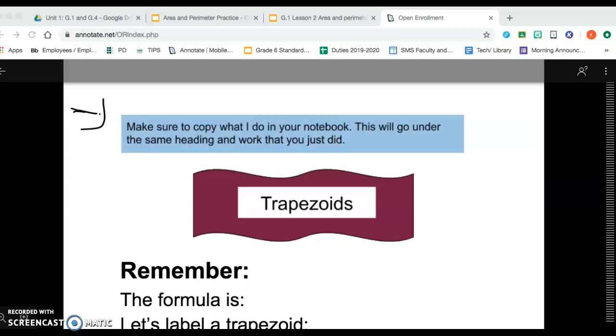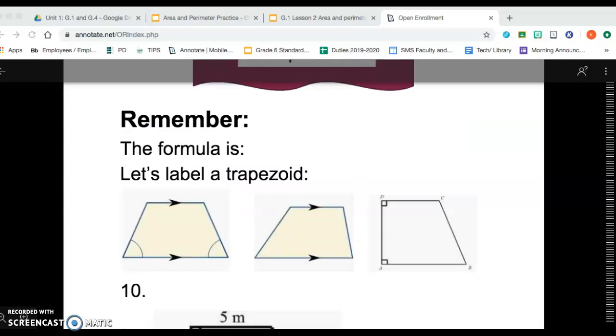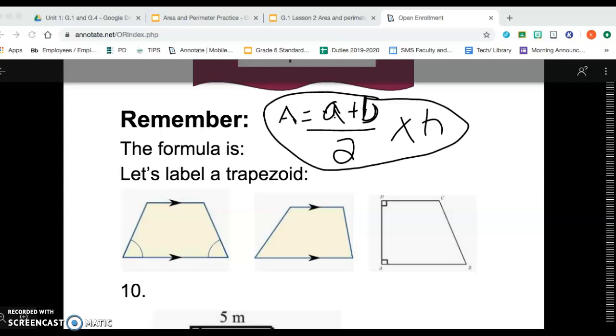So let's get started. Let's just go over what the formula is again. Remember, the formula is area is equal to A plus B divided by 2, and then remember we multiply that by the height. I want you guys to make sure you copy this down in your notebook. So go ahead and copy the formula down again. It's A plus B divided by 2 times the height.